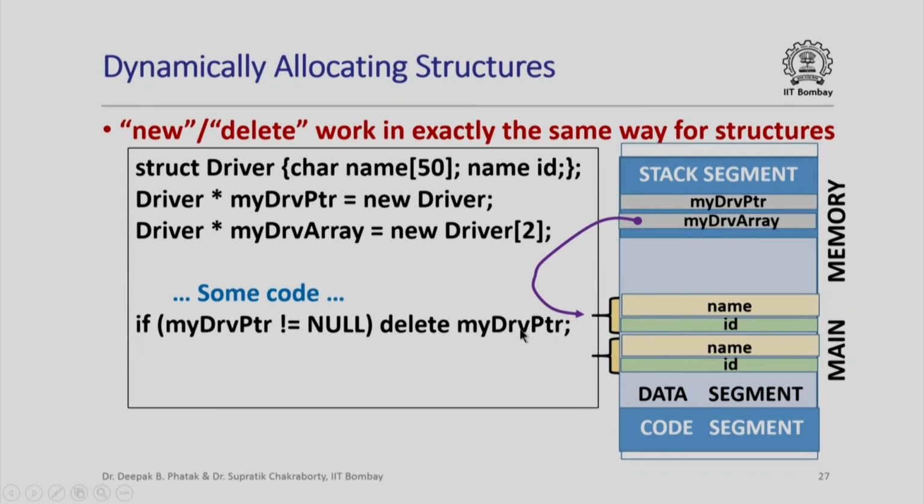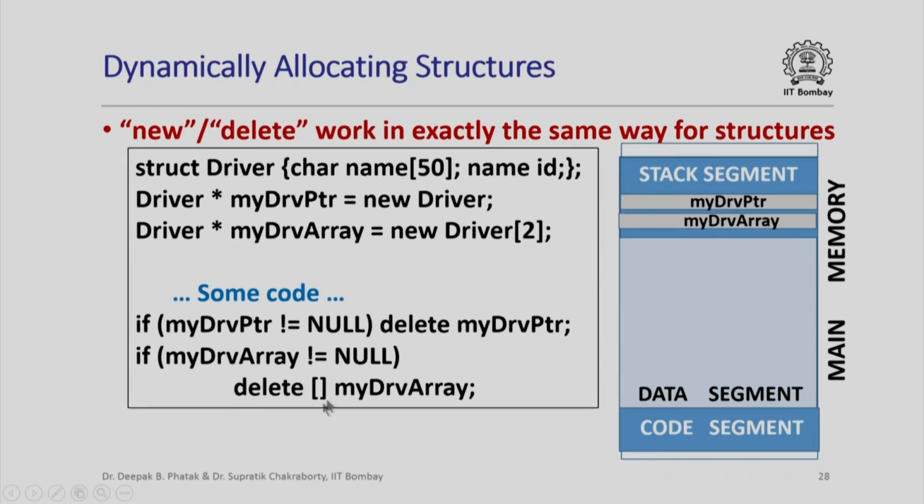And of course when I say delete my DRV pointer, the entire space for the object of type struct driver that was being pointed to by my DRV pointer, the entire space for that object that was allocated on the heap will be released. And similarly when I say delete as an array my DRV array, then the entire space in the data segment or heap that my DRV array was pointing to, when viewing that space in the heap as an array of structure type driver, that entire space is going to be released. So this statement basically asks us to release the entire space in the heap that my DRV array is pointing to, where that space in the heap is going to be treated as an array of object type driver.